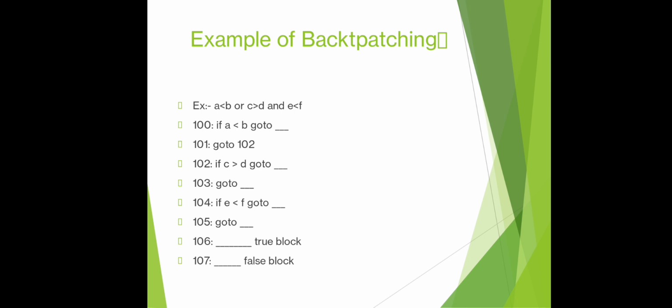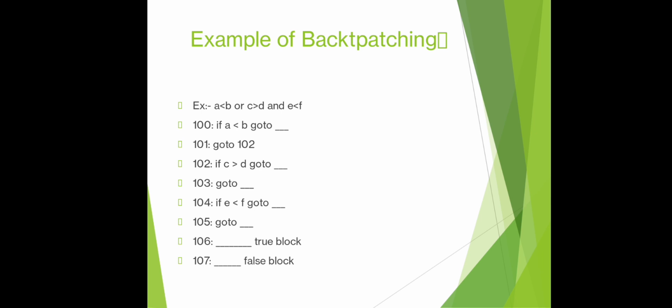In that example, if a less than b is true, then the overall condition is true because of the or condition. If a less than b is false, then we check c greater than d and e less than f. If these two statements are true, then the overall statement is true. If any one condition is false, then the overall condition will be false.